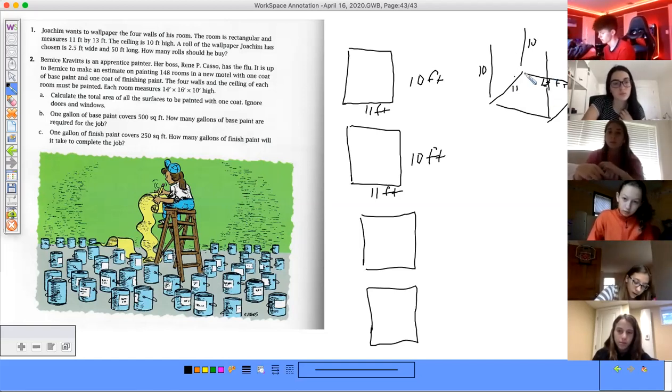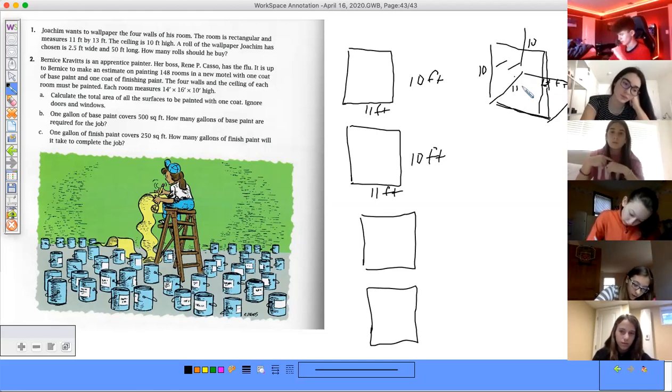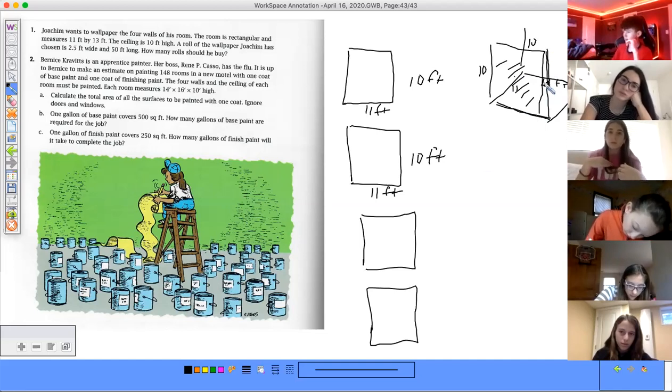Okay, so now we said that this wall here and this wall over here are 11 by 10. So that means this wall here is going to have what dimensions? We know it's going to be how high? 10. It's going to be 10 feet high. How wide is it going to be from here to here?